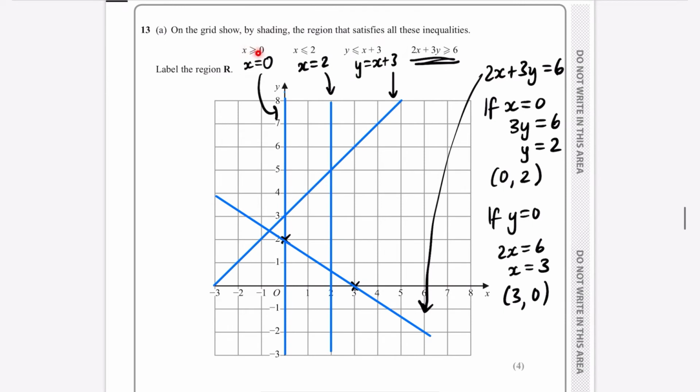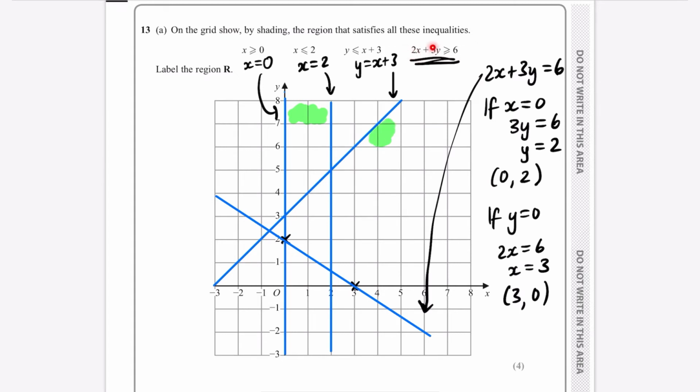We want to say that x is greater than 0 and less than 2. So we're actually talking about this kind of in-between zone of those two lines. We want y to be less than x plus 3. So that means we want y to be less than. That means we're going to go underneath this line. So I'm going to just say we want it to be underneath this line.